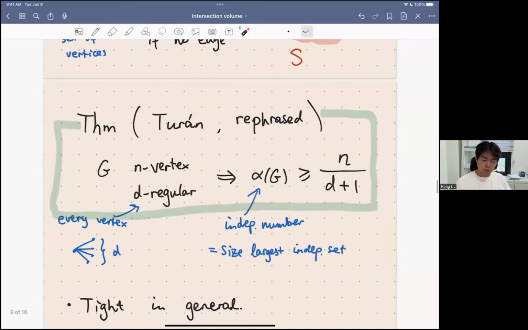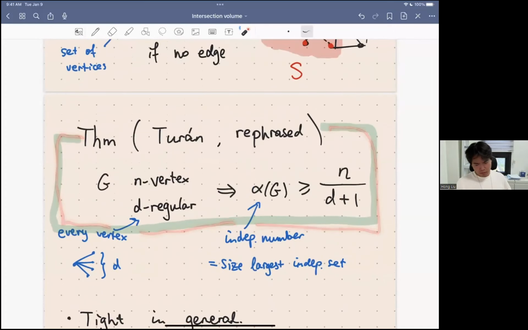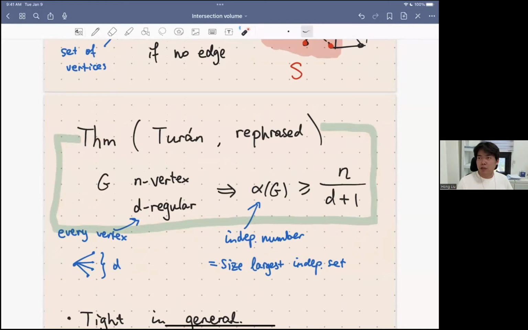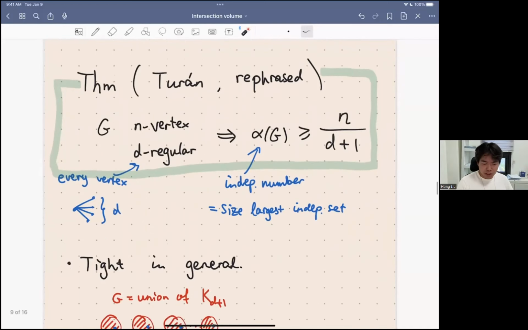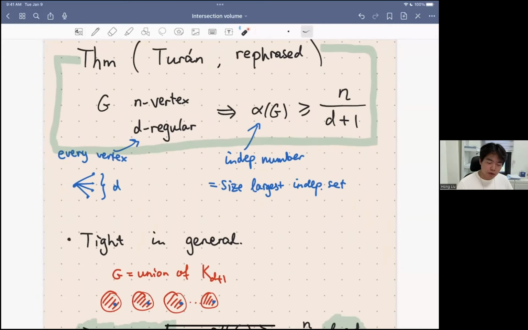Well, when we see these results, people not in this area will wonder, how good is this bound n over D plus 1? The answer is you cannot improve it, simply because we can consider our graph G to be the disjoint union of cliques of size D plus 1. This is clearly D-regular. And if you choose an independent set, you cannot choose 2 vertices from each clique. So it's n over D plus 1.